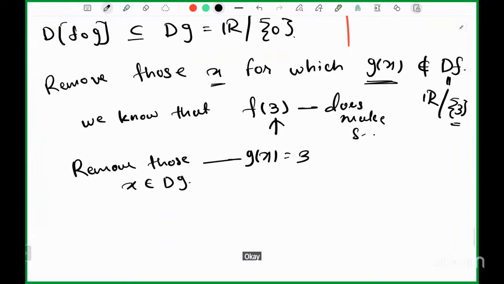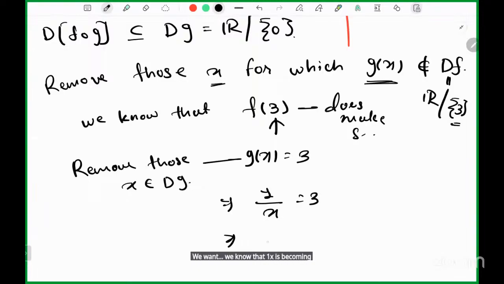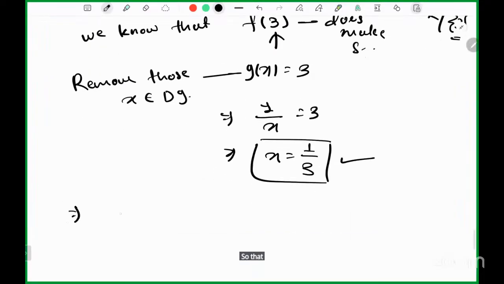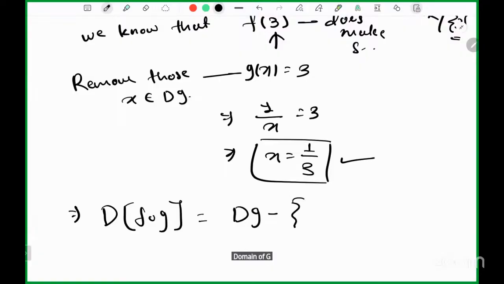Okay. So now let's try to find those values of x where g of x is becoming 3. We know that 1 by x is becoming 3, so that means x is 1 by 3. So if you take x equals 1 by 3, then g of x will become 3 and f of 3 is not defined. So you have to remove 1 by 3. This implies that the domain of f composition g will become the domain of g minus the point 1 by 3.